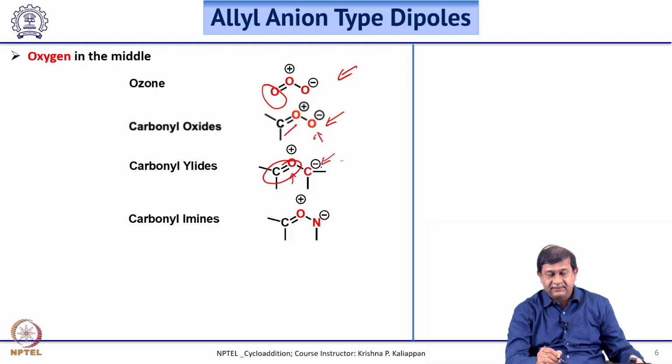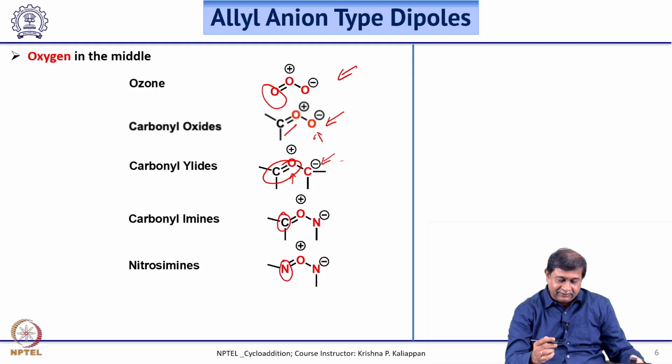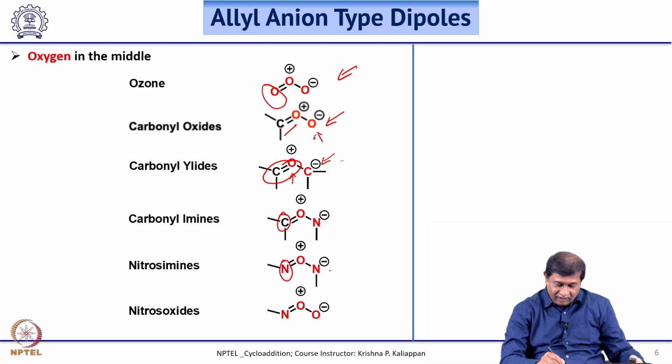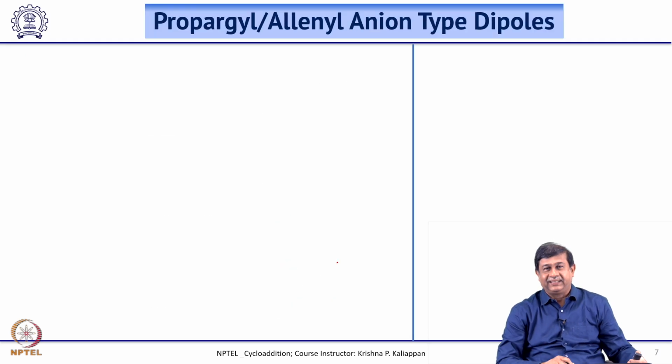And if you replace the carbon with nitrogen, then this is called carbonyl imines. And instead of carbon, if you have nitrogen on the left hand side, this is called nitroso-imines, and if you have oxygen in place of nitrogen, this is called nitrous oxide.